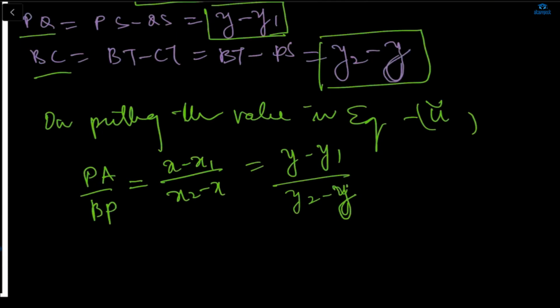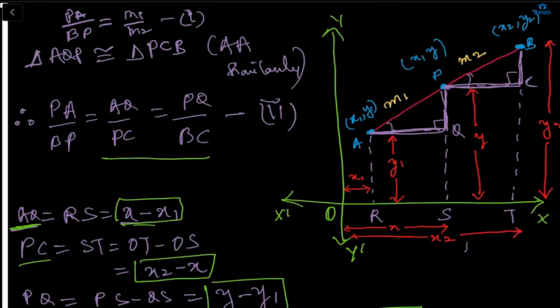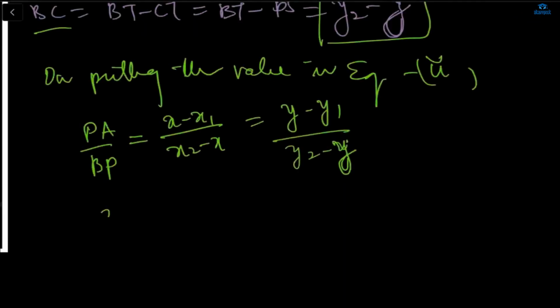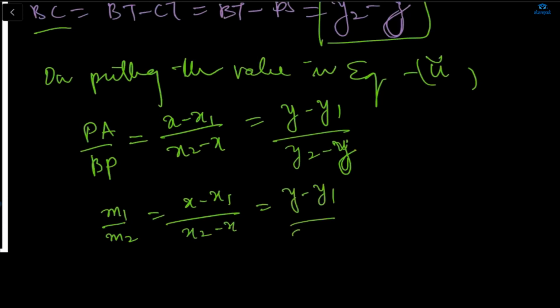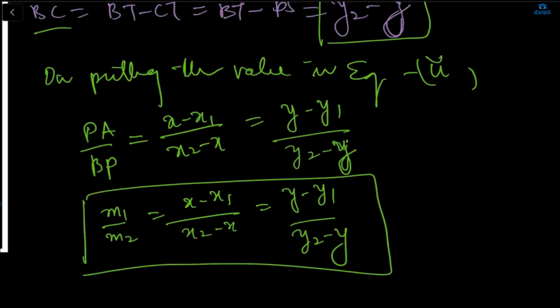It will be Y2 minus Y. Understood? Now, PA upon BP, it is already given that the ratio is M1 upon M2. So we are going to write it as M1 upon M2 is equal to X minus X1 upon X2 minus X, which is equal to Y minus Y1 upon Y2 minus Y. So this can be written as equation 3. Understood now how I am doing? Any doubt here?